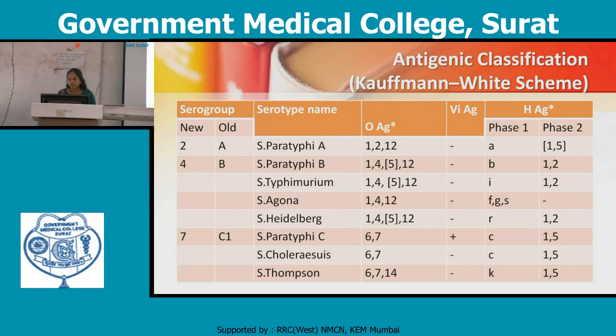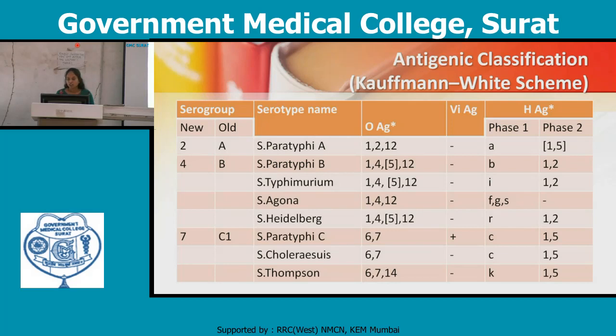In S. typhimurium, O antigen is 1, 4, 5 and 12. Vi antigen is not present. In H antigen, i is in phase 1 and in phase 2, 1 and 2. In serotype S. agona, O antigen is 1, 4 and 12. Vi antigen is not present. Phase 1 in H antigen is f, g, s. H antigen phase 2 is not present.